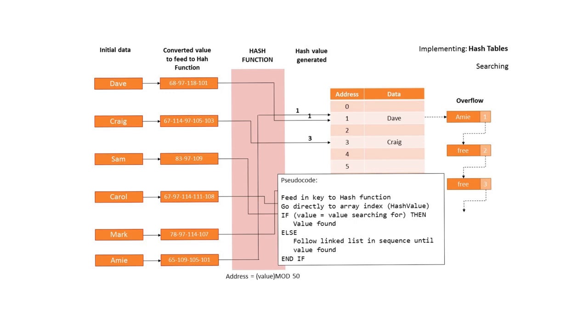So for searching an item in a hash table, we first feed the key into our hash function. We then go directly to the array index of the value that's chucked out by the hash function. If the value we're searching for is the value that's found, then we stop. If it's not, we then follow the linked list in sequence until the value is found.